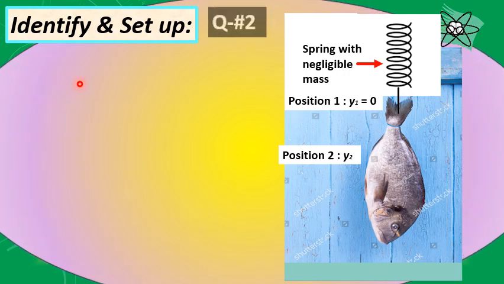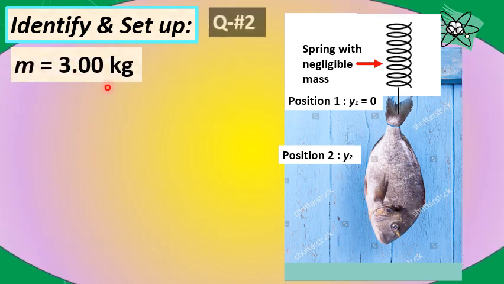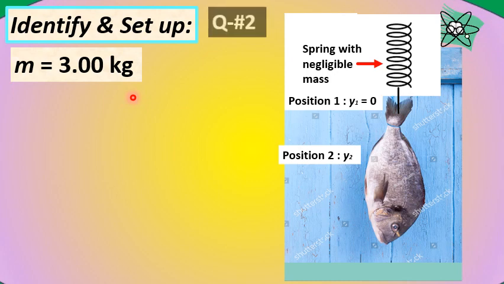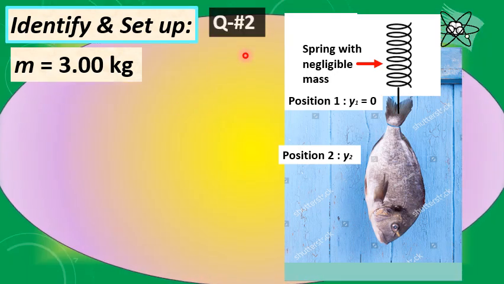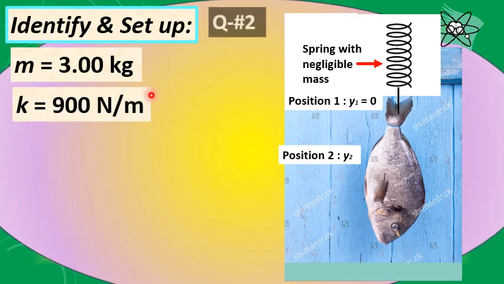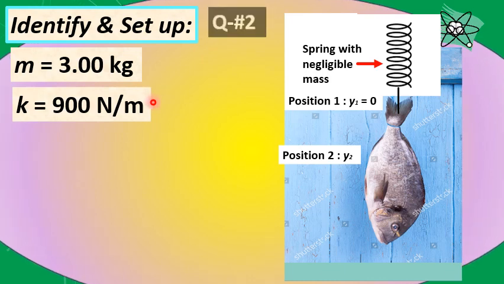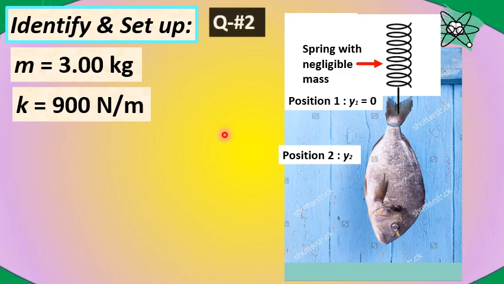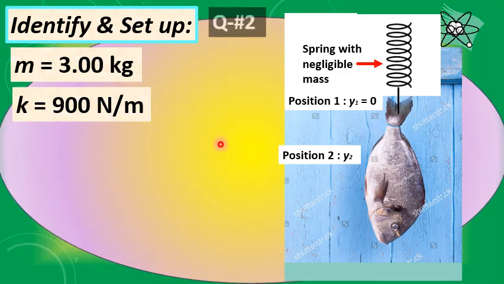For problem number 2, we are given the mass of the fish equal to 3.00 kilogram, and the fish is attached to the lower end of a vertical spring that has a negligible mass. The spring has a force constant K equals 900 Newton per meter. It is understood that the higher end of the spring is firmly fixed to a rigid body. The spring initially is neither stretched nor compressed.